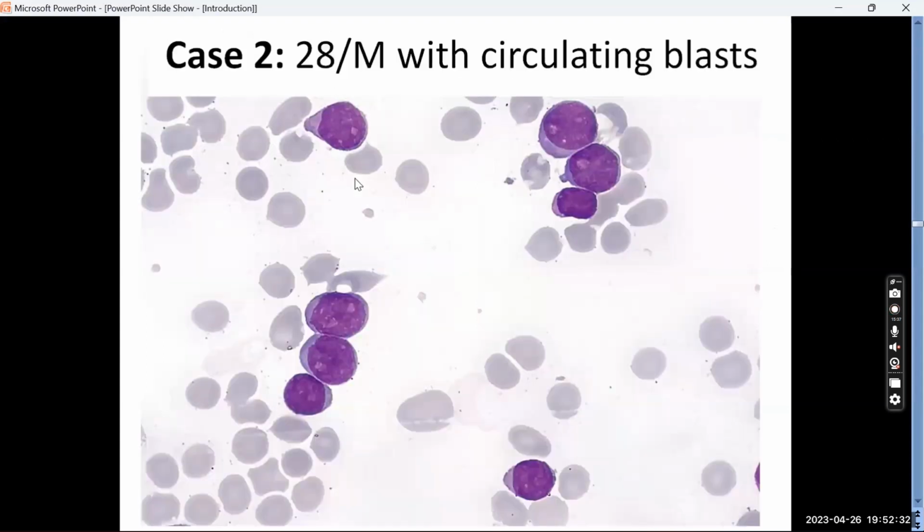So this is the second case, where we found circulating blasts like this. Of course, yes, there are blasts. So what is this? Lymphoid, myeloid? Anyone? You can unmute.